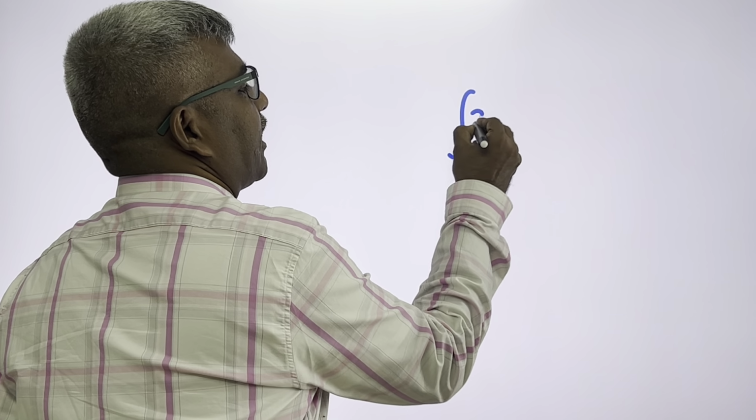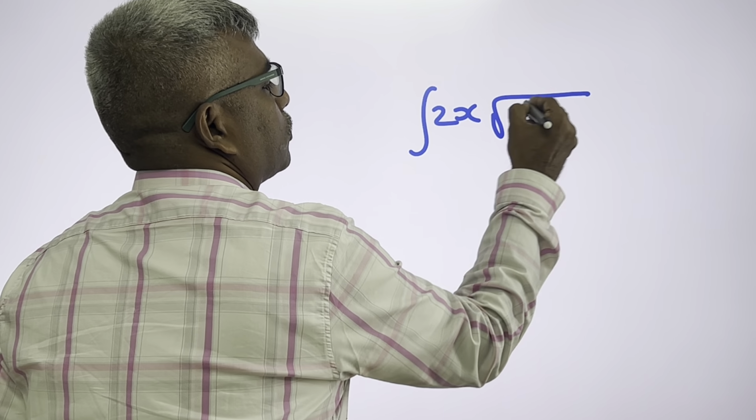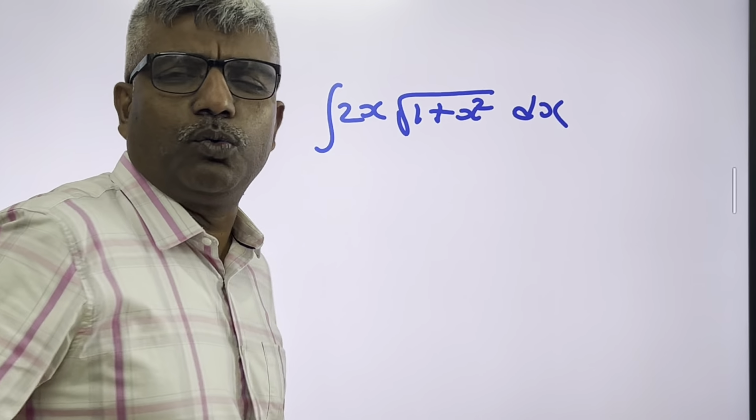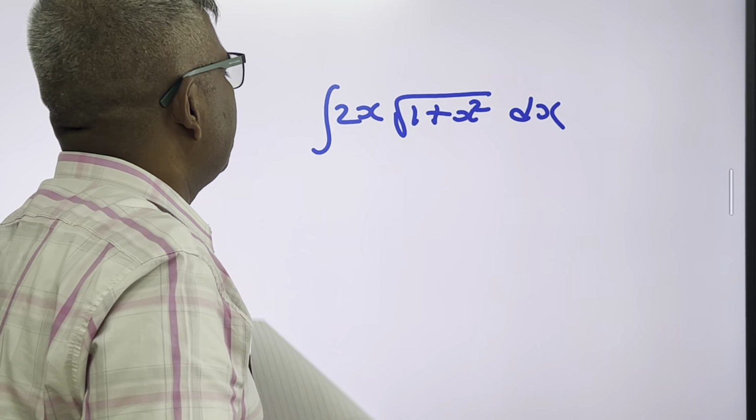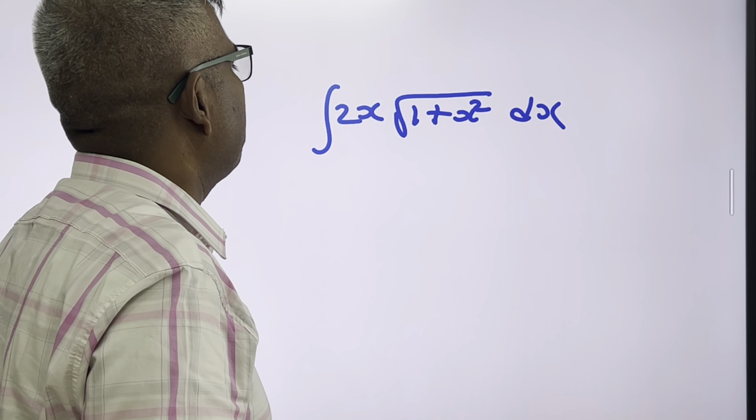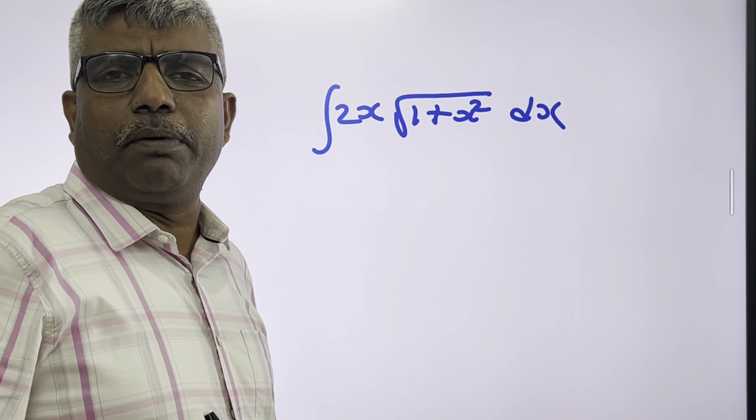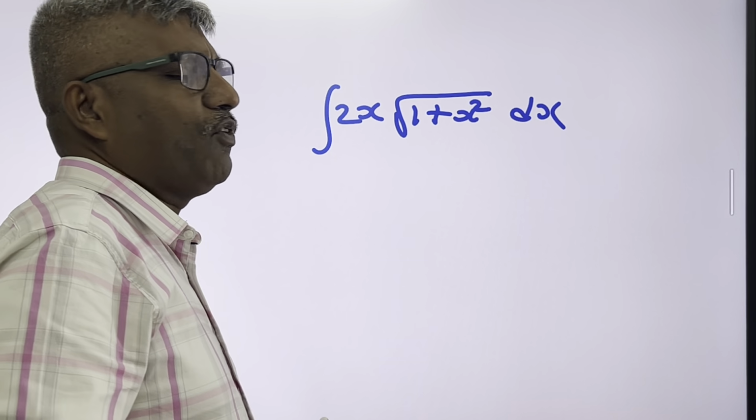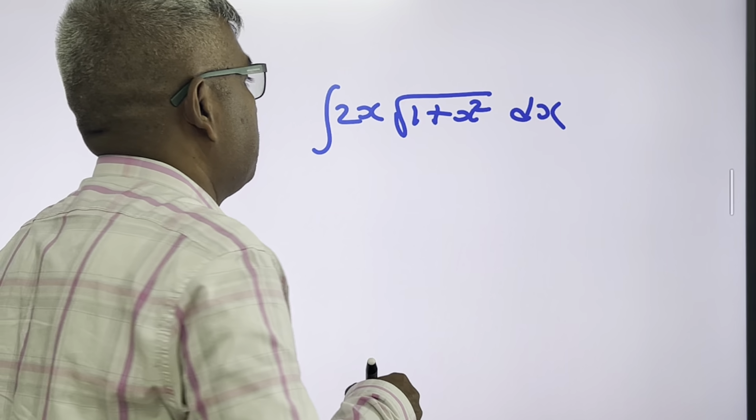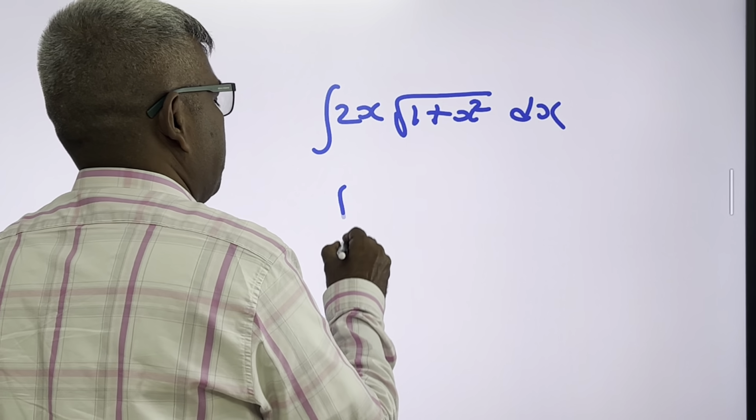Okay. Now, let us see the first question. Integration of 2x times square root of 1 plus x squared dx. How to integrate? We know integration of x power n dx is x power n plus 1 over n plus 1. Here you cannot multiply. 2x times square root of 1 plus x squared, you cannot multiply also.